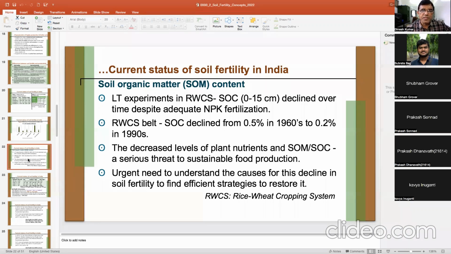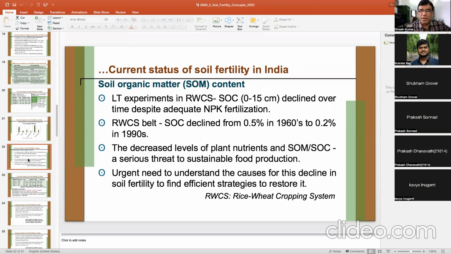Next is rice-wheat cropping system belt. Soil organic carbon declined from 0.5% in 1960s to 0.2% in 1990s. So you can see that it is even less than 0.5%. If it is less than 0.5%, your soil is deficient in carbon. And you can see it was 0.2% in 1990s. And what would be the status today?